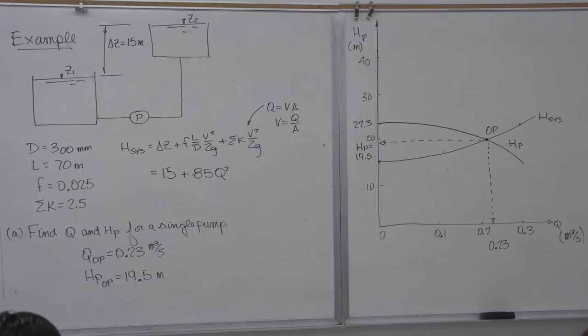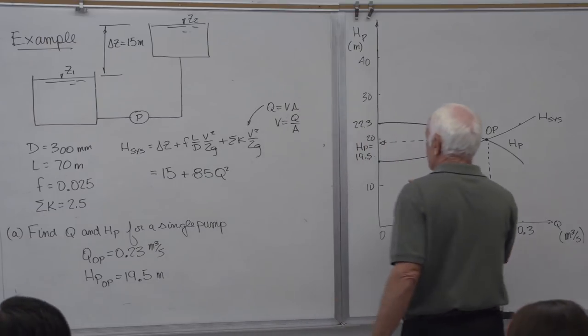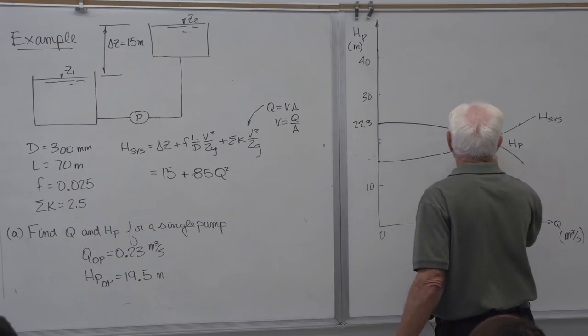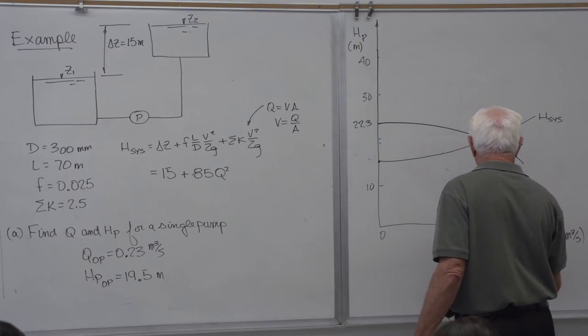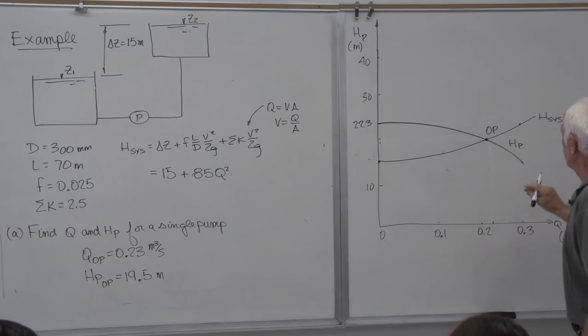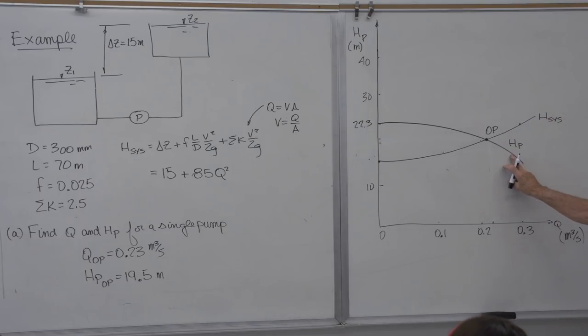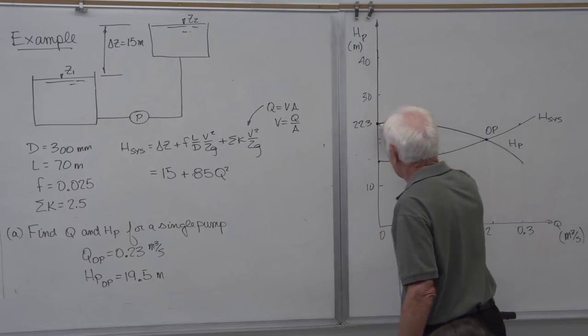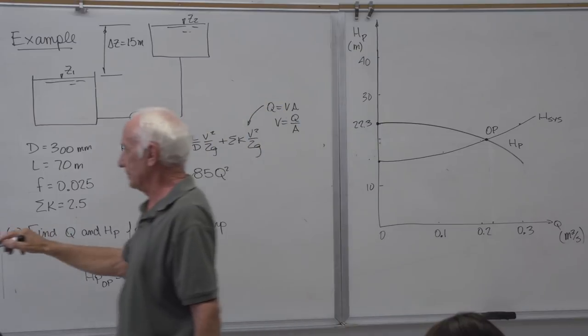Two pumps in parallel. Here's a single pump here, and here are two pumps in parallel. Okay, what do I do? I choose some values on the pump head curve. I'm going to change this now. Choose Q equals zero. Okay, so I chose Q equal to zero.